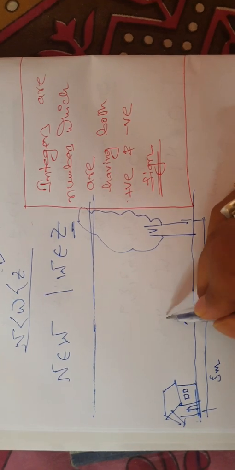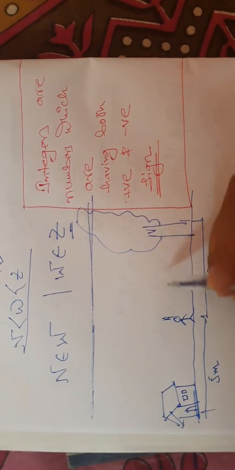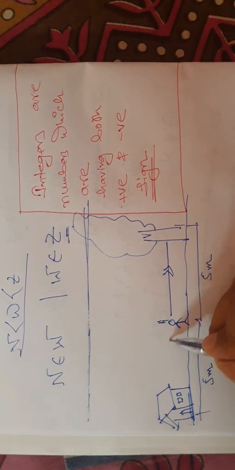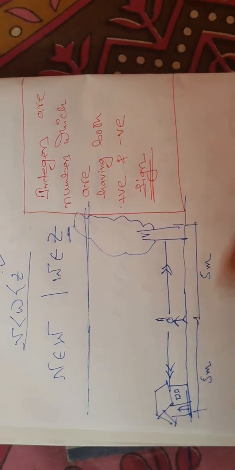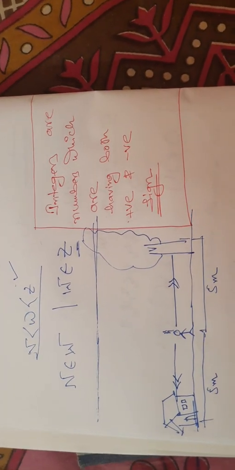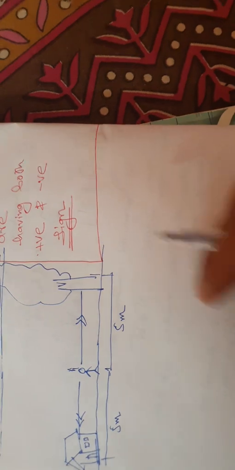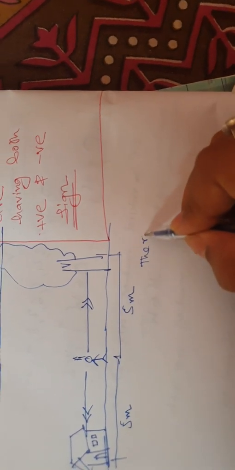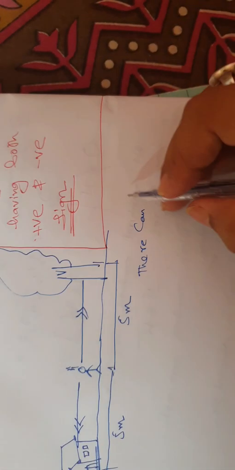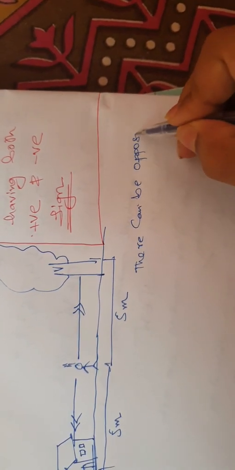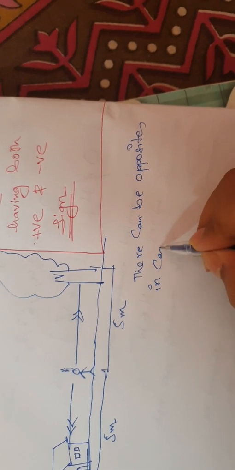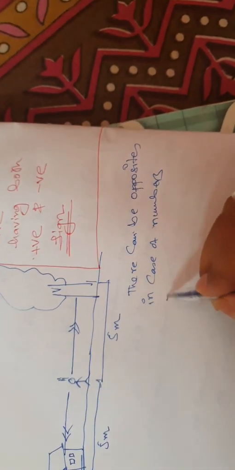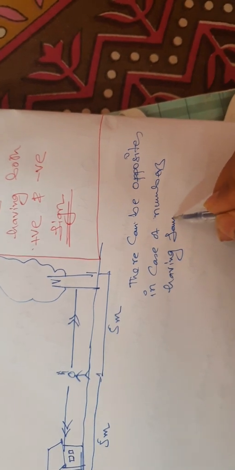But in case of integers, the concept of integers is that here the direction differs. In this case, you are going in this direction. In this case, you are going in this particular direction. So when your direction differs, you may go right, left. There can be opposites in case of numbers having the same value. That is why the concept of negative.